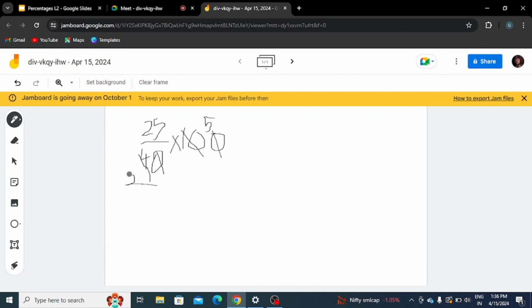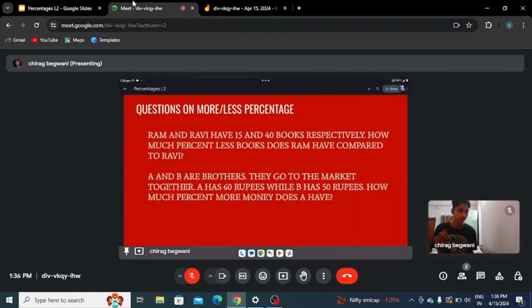Now if I want to remove this 2, I'll make this 2.5. Right, this will become 2.5. So putting the decimal point, 25 into 2.5 will be 62.5. So the answer here is 62.5%.